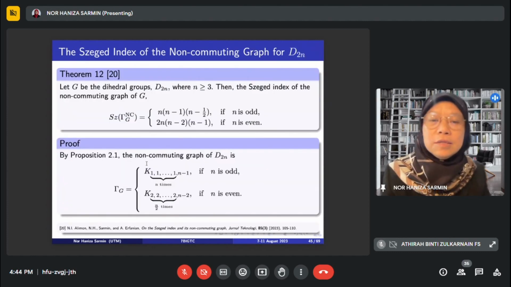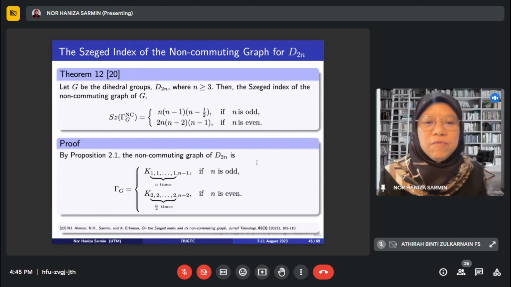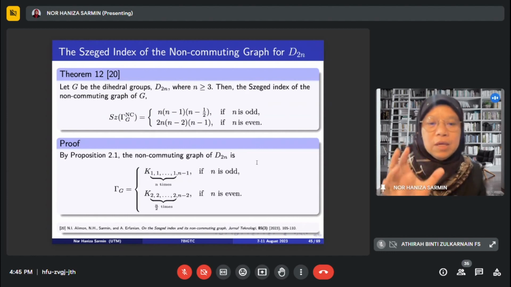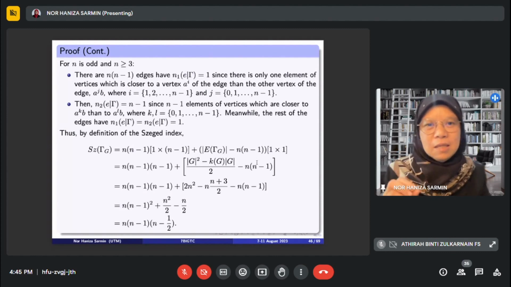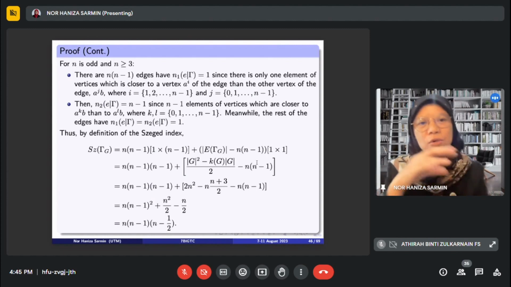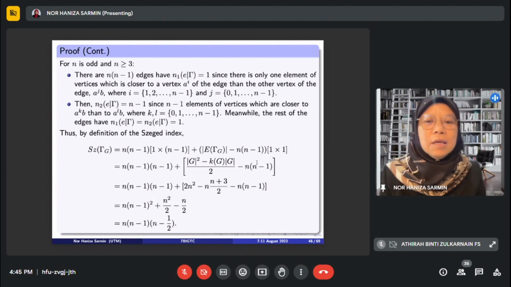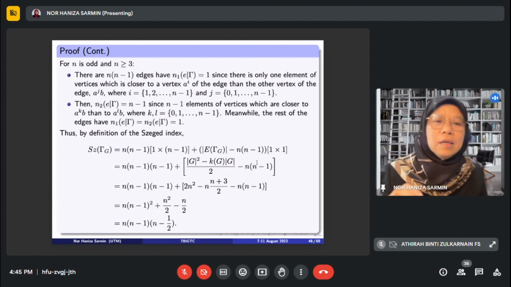For the Zagreb index of the non-commuting graph for the hydrogen group, I have this result. And using the non-commuting graph as the multipartite graph for the case odd and even, we calculate the number of edges. If you remember, the complicated set that we have to figure out depends on the distance, whether they're closer than one vertex or closer than the other vertex. So we use that fact and we find the Zagreb index for this graph.